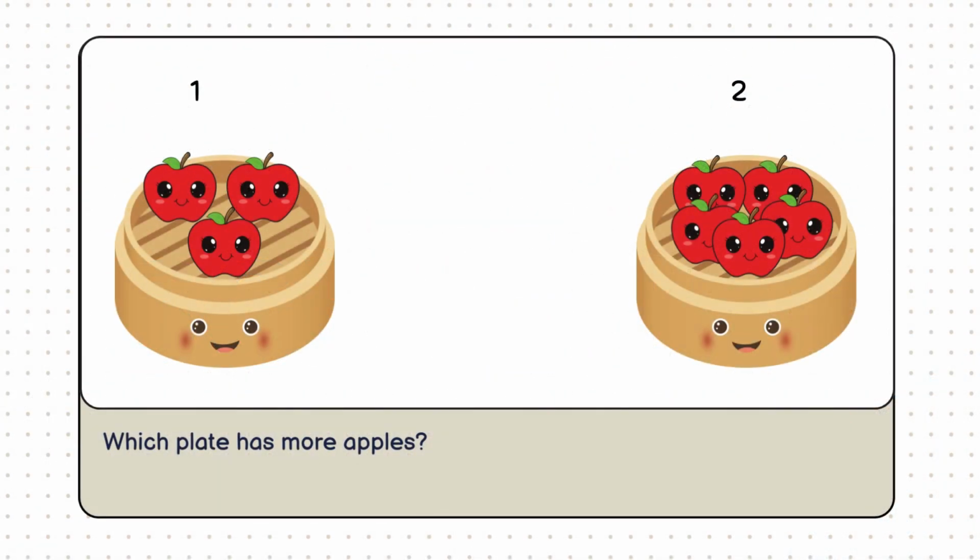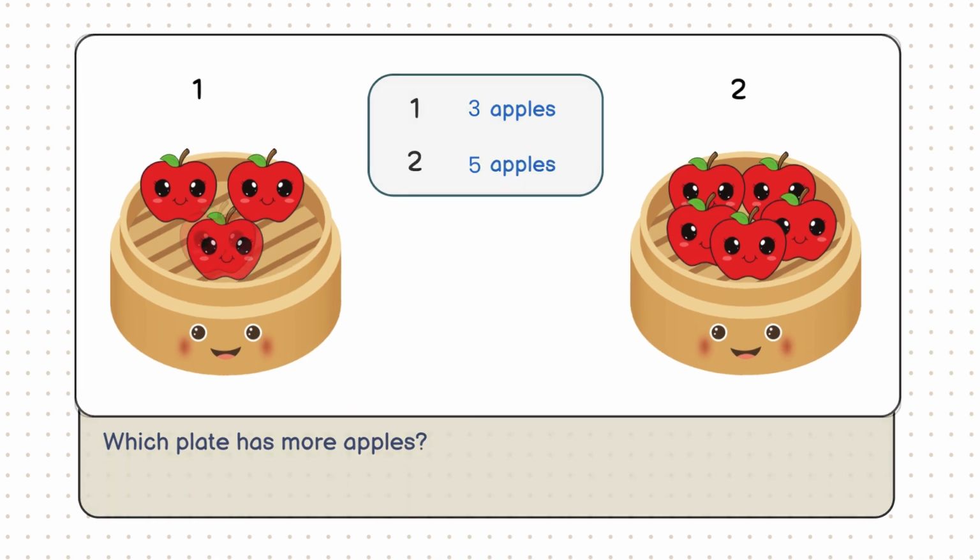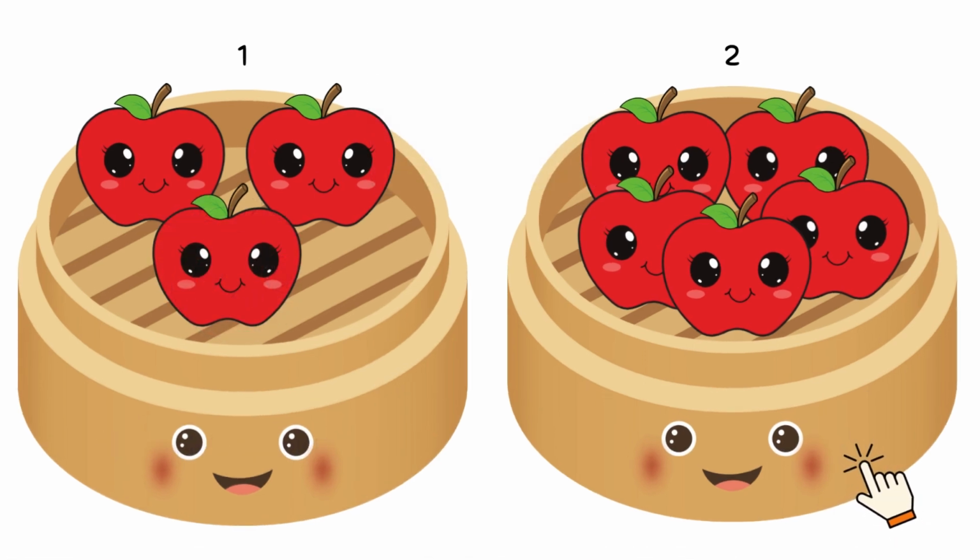Take a look at these plates. They both have apples, but let's count to see if they have the same number or if one has more or fewer apples. Plate 1 has 3 apples and plate 2 has 5 apples. So, which one has more? That's right. Plate 2 has more apples because 5 is more than 3. And that means plate 1 has fewer apples because 3 is less than 5. Easy, right?